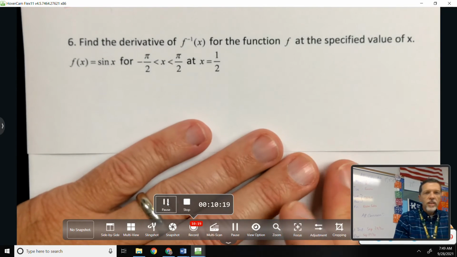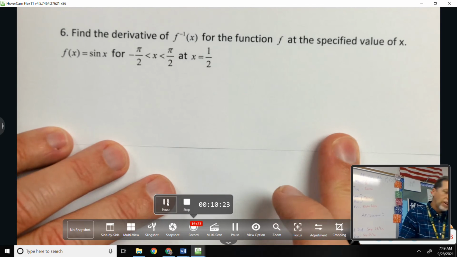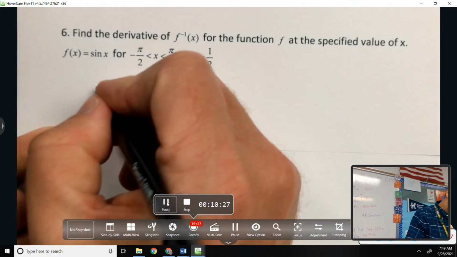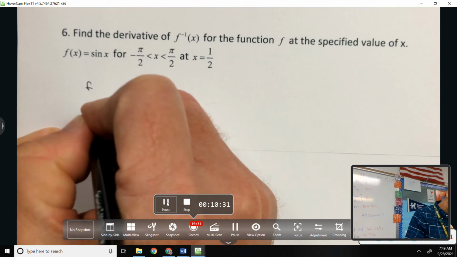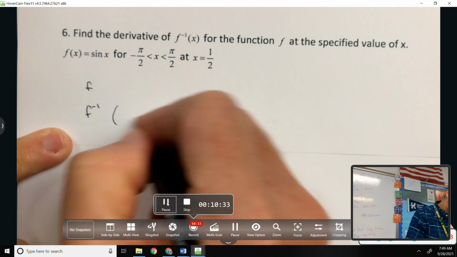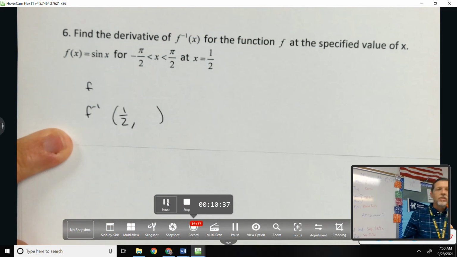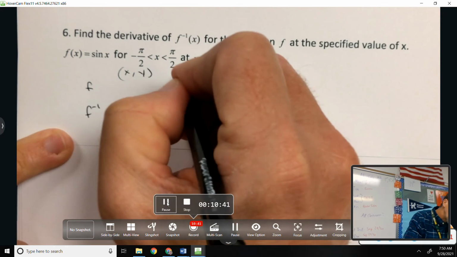Number 6, find the derivative of the inverse for the function of f at the specified value of x. So again, I'm trying to word it like the worksheet's worded. Let's set up the table again. F, f inverse. X is 1/2. That's given to me for the inverse though. X, y prime.